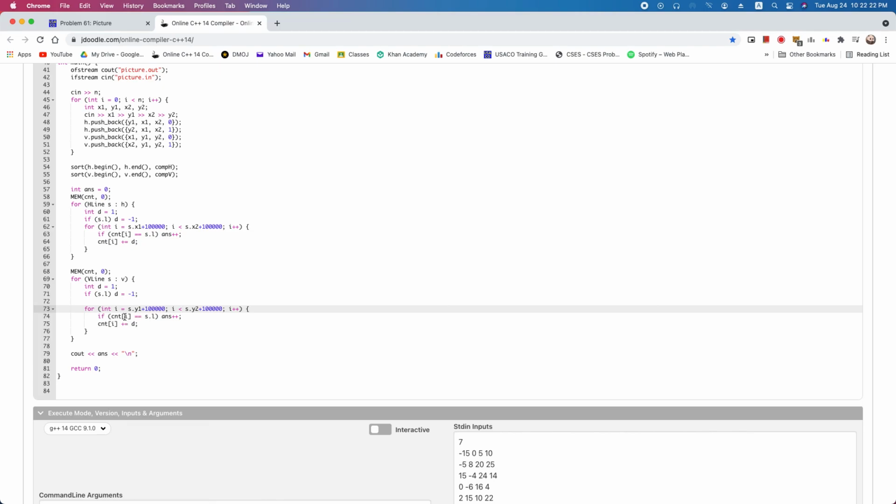So every time we check for these new lines, we will increase our answer, and finally we can print out the answer, which is the total perimeter of this shape.